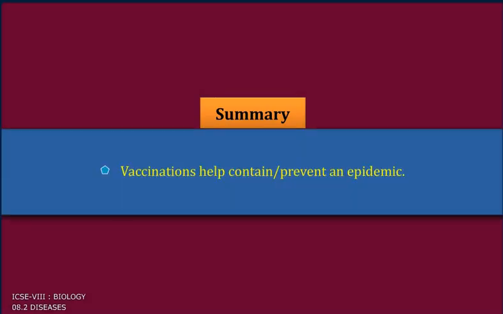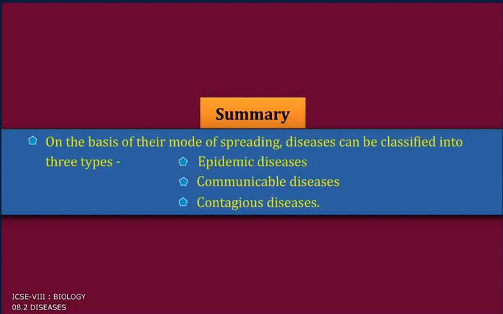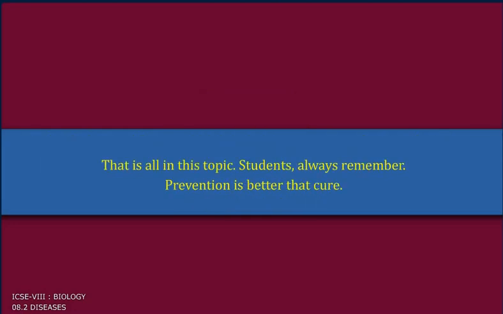Summary: vaccinations help contain, prevent an epidemic. On the basis of their mode of spreading, diseases can be classified into 3 types: epidemic diseases, communicable diseases, and contagious diseases. That was all in this topic, students. Always remember, prevention is better than cure.